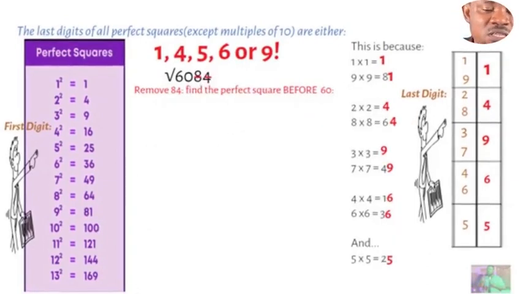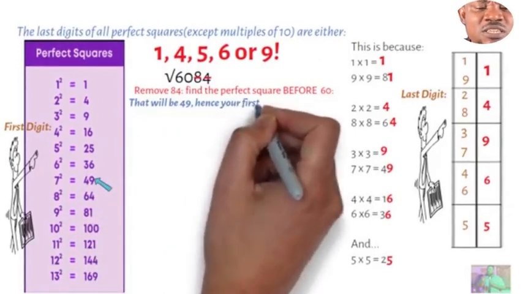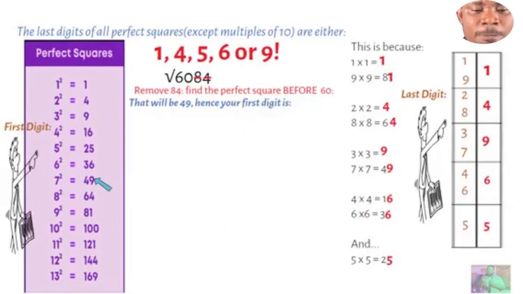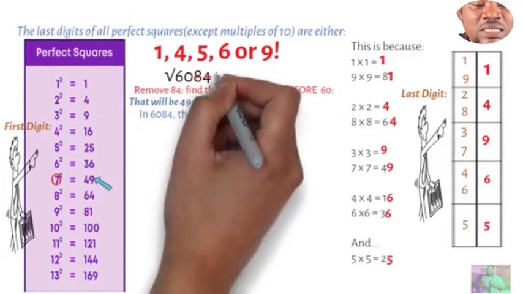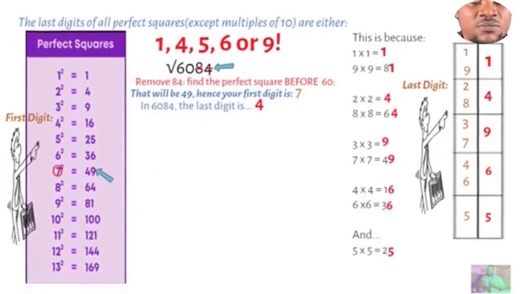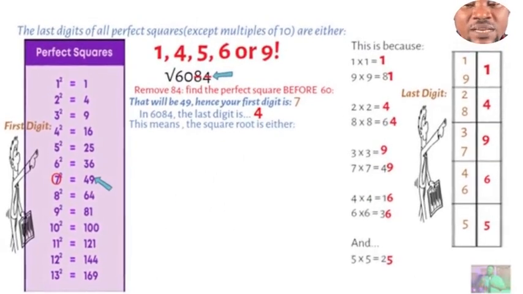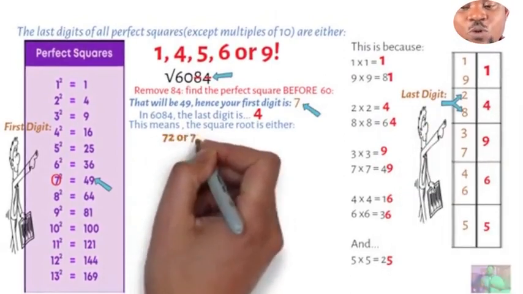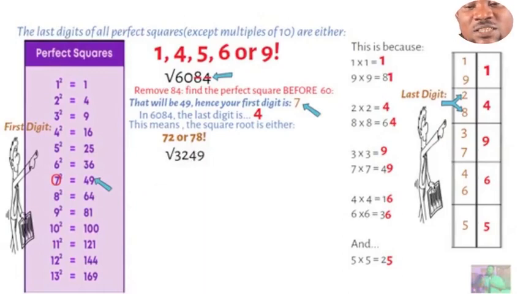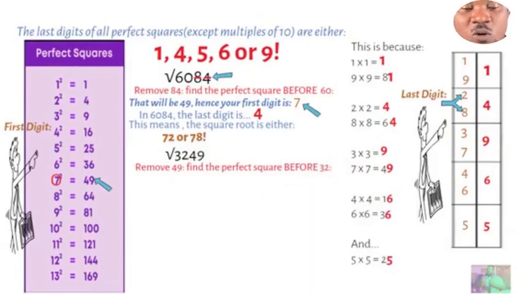See that example, I have 6084. To get the first digit, I cross out 84. What is left is 60. The closest perfect square before 60 is 49, so my first digit is 7. And the last digit of the number is 4, so the next digit will either be 2 or 8. If you join them together, you get 72 or 78.